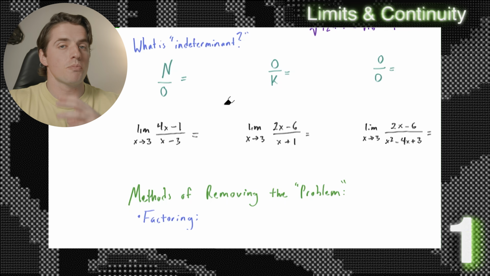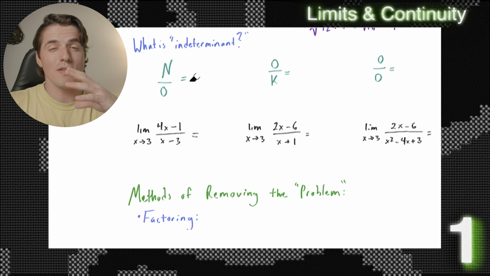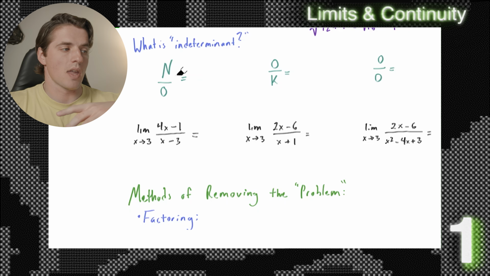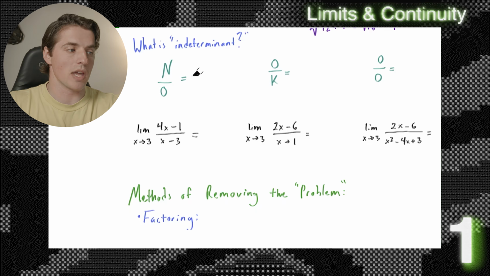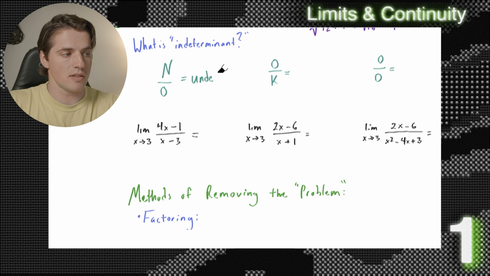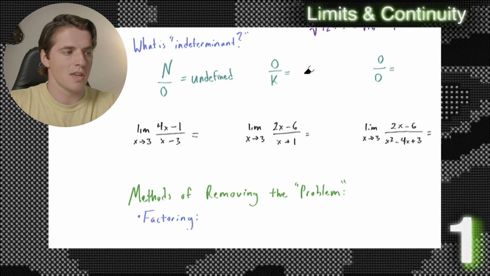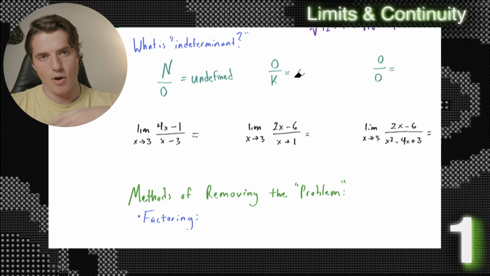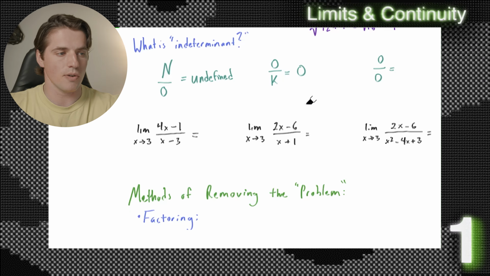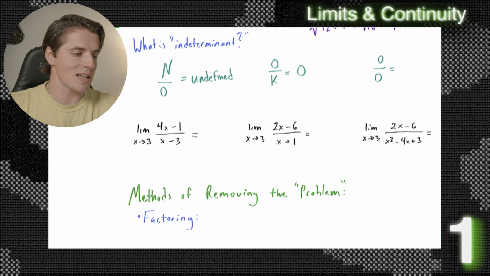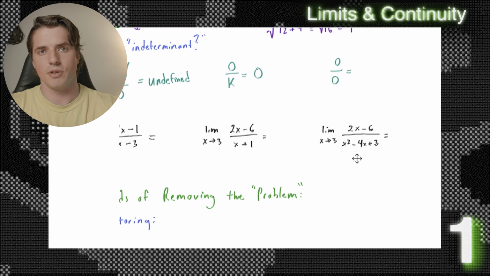Okay, so you've probably seen the first two. I wrote n as our number to help you remember no. No, you can't do this. This is undefined. And then we have 0 over k, which is okay. We can do that. That's just 0. Now, the last one, 0 over 0.